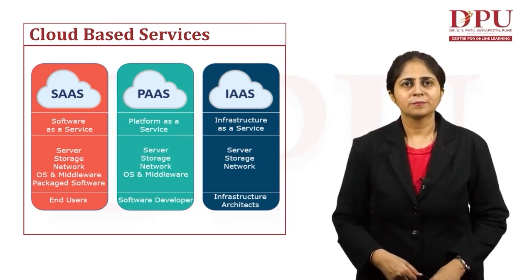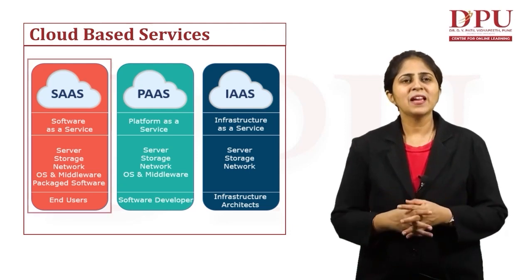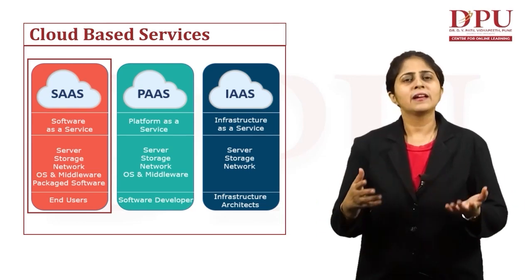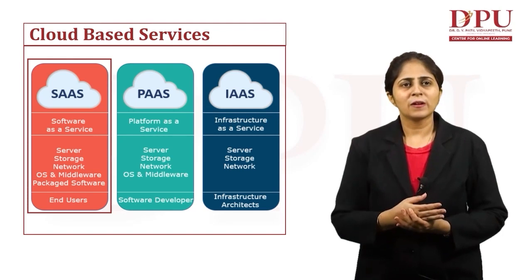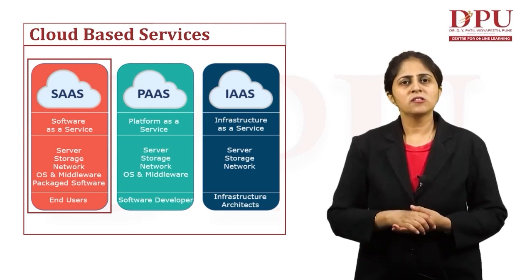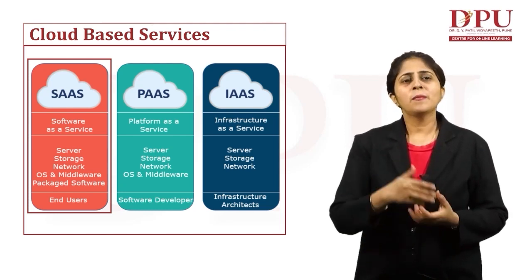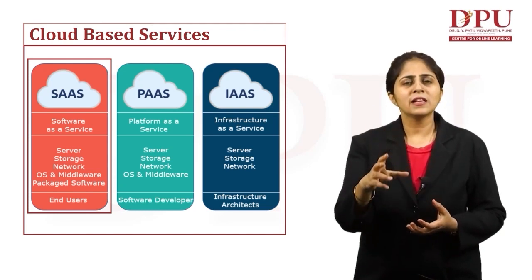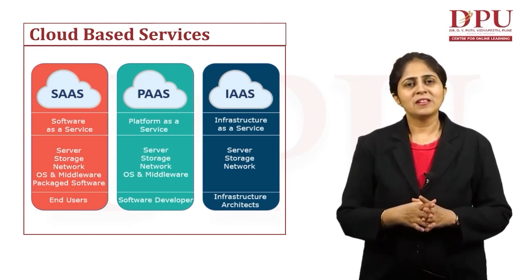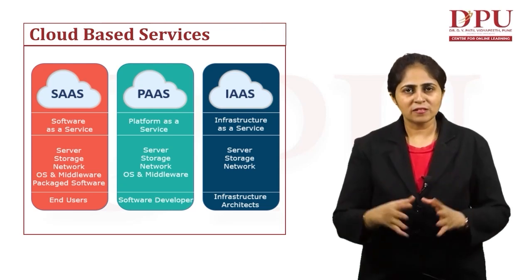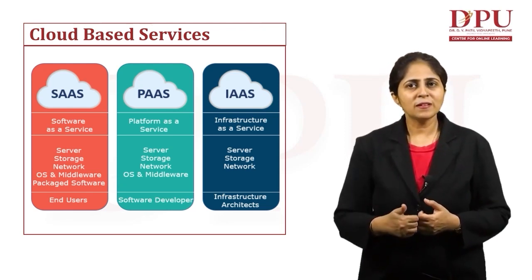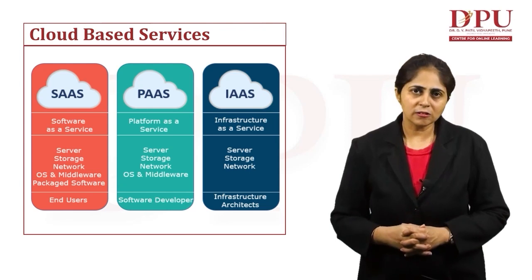and the middleware part. Then the third one we have here, software as a service, which is being used by the end user. Any kind of end user can use this software as a service. What all things will it provide us? Server, storage, network, operating system and middleware. Along with it, certain kinds of packaged software can be provided to the end users. So basically, we have categorized our cloud-based services into three parts: software as a service, platform as a service, and infrastructure as a service.